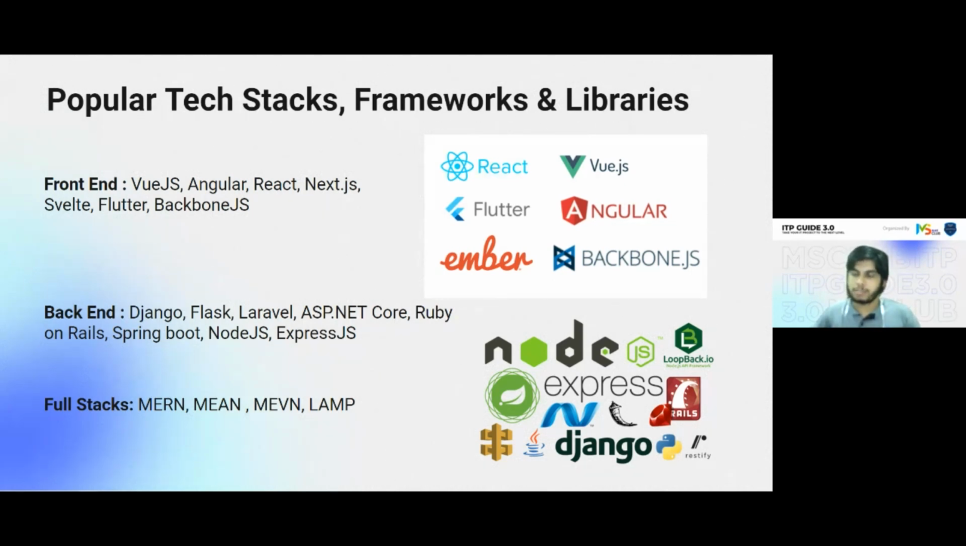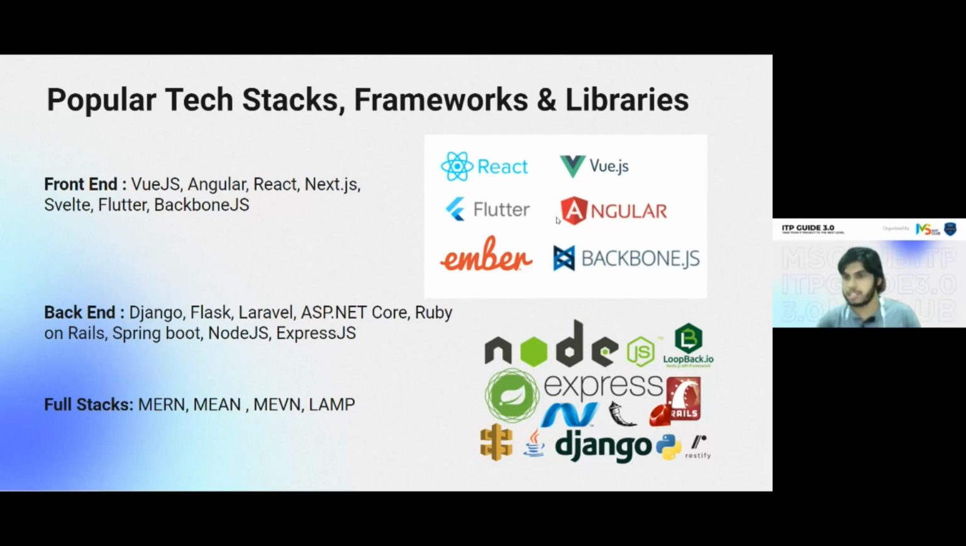I've mentioned that there are a couple of popular tech stacks like MEAN, MERN, and MEVN, although you can choose a custom tech stack based on your requirements. So talking about frameworks and libraries, you have Vue.js, Angular, React, Next.js, Svelte, Flutter, and Backbone.js. Here, Flutter is quite different from the rest. All the others are JavaScript-based frameworks and libraries, while Flutter is based on a programming language called Dart, and it's cross-platform as well.